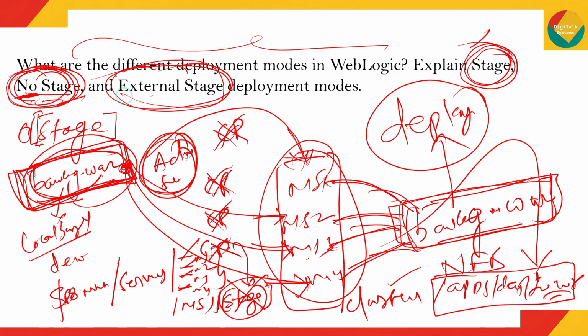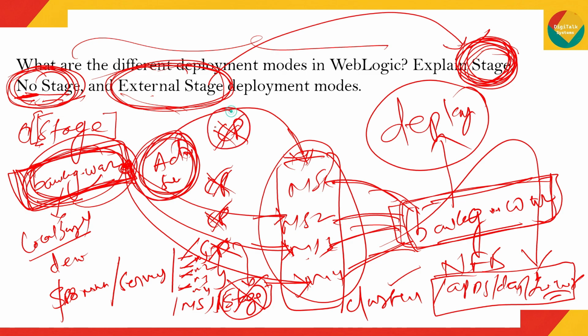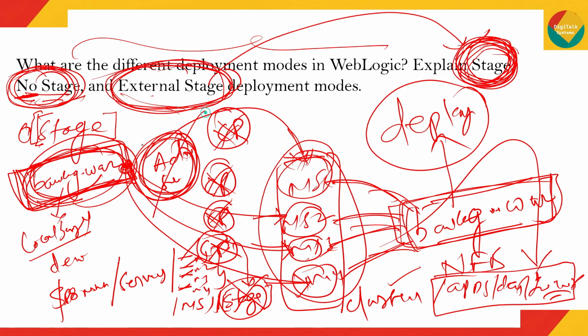Now third is external stage. In external stage, it is something like stage, but the difference is that in stage, as I said, when we deploy the application, your admin server automatically copies the file to each and every server. In external stage, your file has to be present in each and every managed server, but the admin server will not copy it. You have to manually copy that.